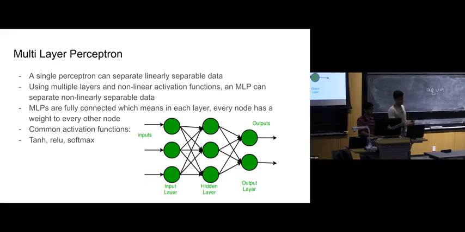They're fully connected, which means in each layer, every node has a connection to the ones in the prior layer. So, for example, if we have 3 inputs and 3 hidden units in the hidden layer, there would be 9 different weights, as 3 times 3 is 9. And between each layer, we also have an activation function, which introduces the nonlinearity, which could be a tanh, ReLU, or a softmax.